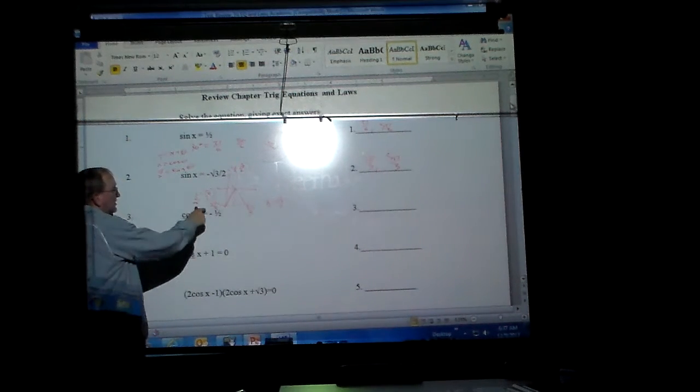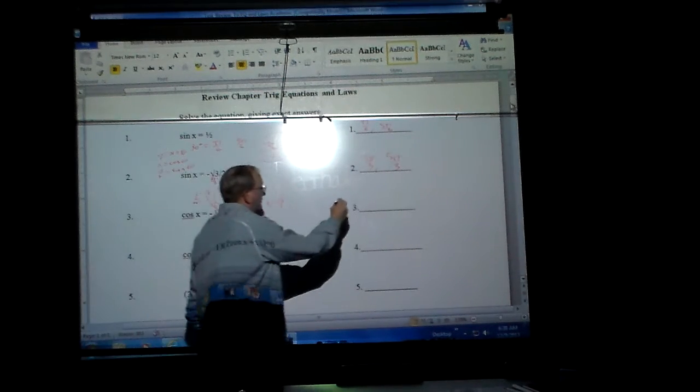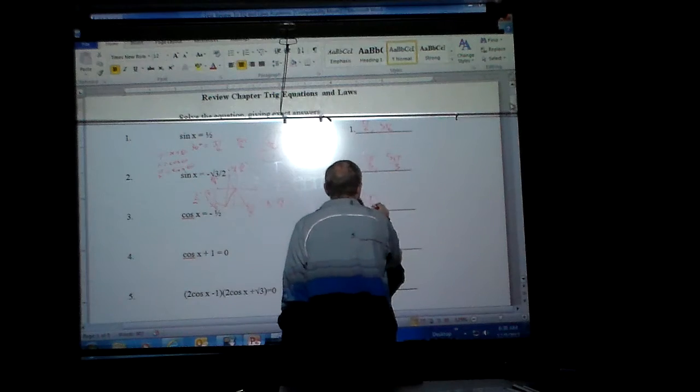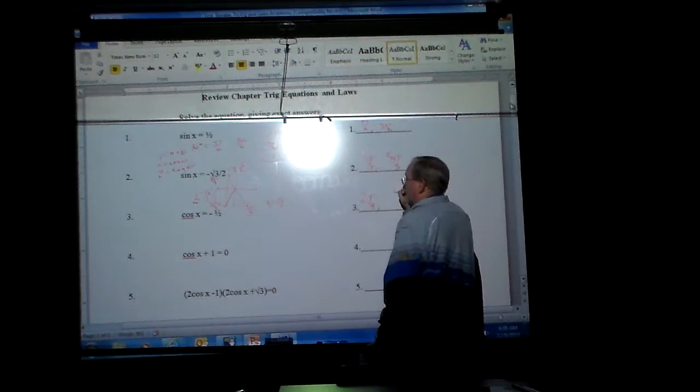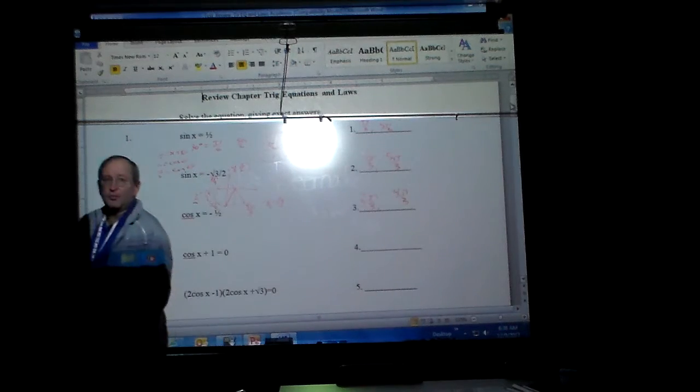Cosine is the x value. So my answer is going to be here. That's the 2 pi over 3 if you go to the unit circle. So 2 pi over 3 and 4 pi over 3. That would be how I would find those particular ones. I just have to look at the unit circle to find those first 3 problems.